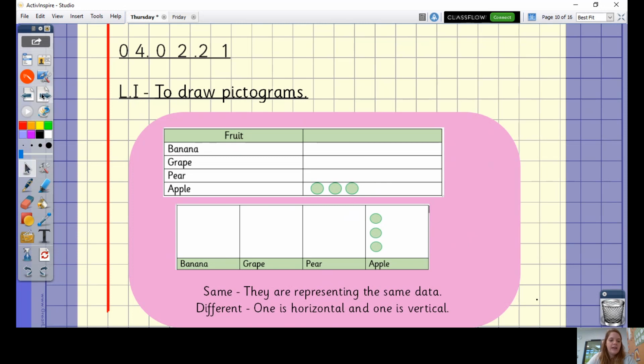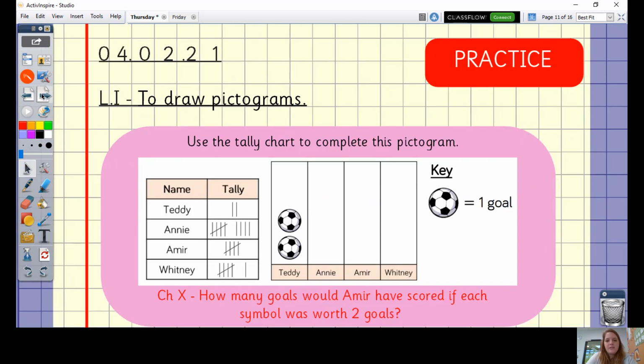Okay then, so let's have a look at another pictogram then. For our practice, we have got a football pictogram. You can see the football symbol here. Now, when you come to draw your own pictogram, you can choose what you would like the symbol to be. All I ask is that you make sure it's an easy symbol to draw, because once you've chosen that symbol, that's the symbol you need to draw every category to represent all of those amounts.